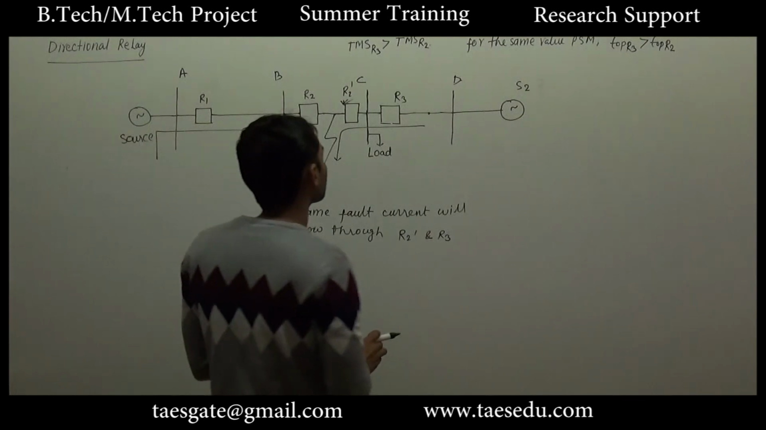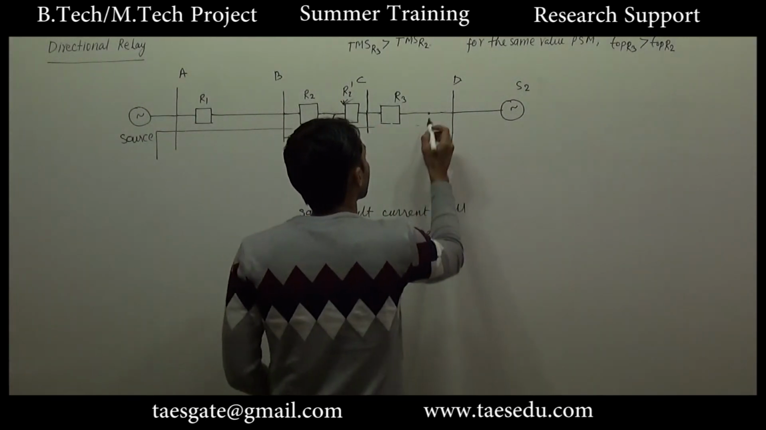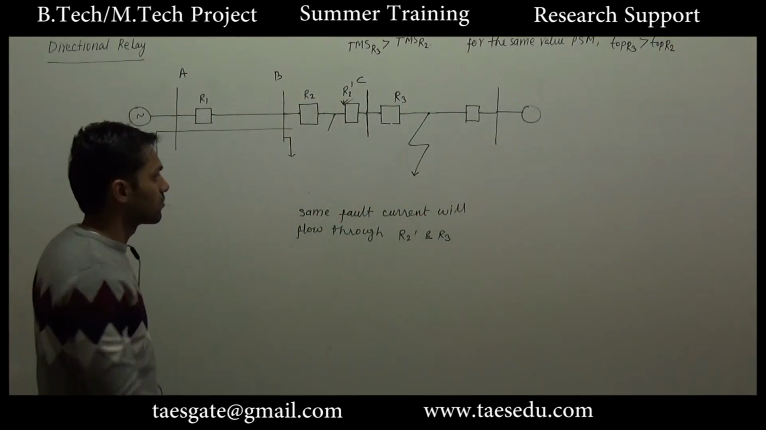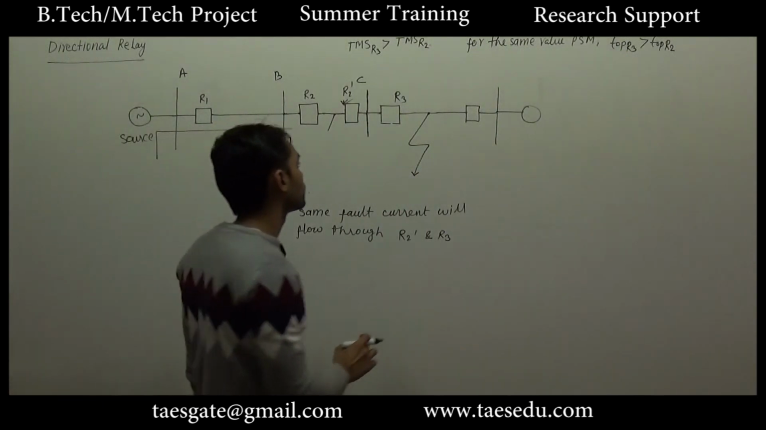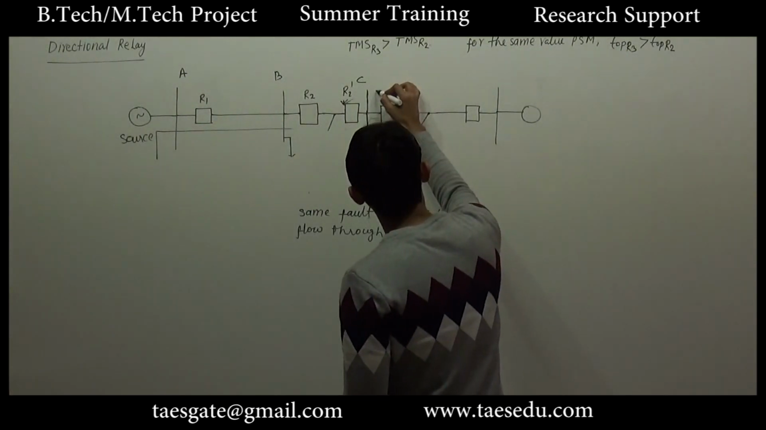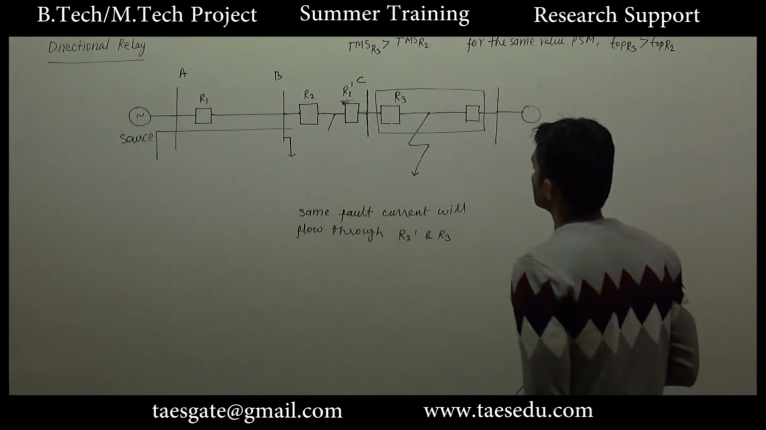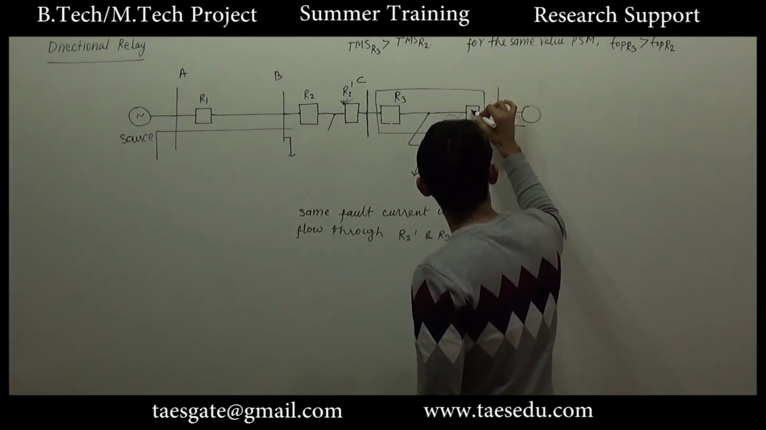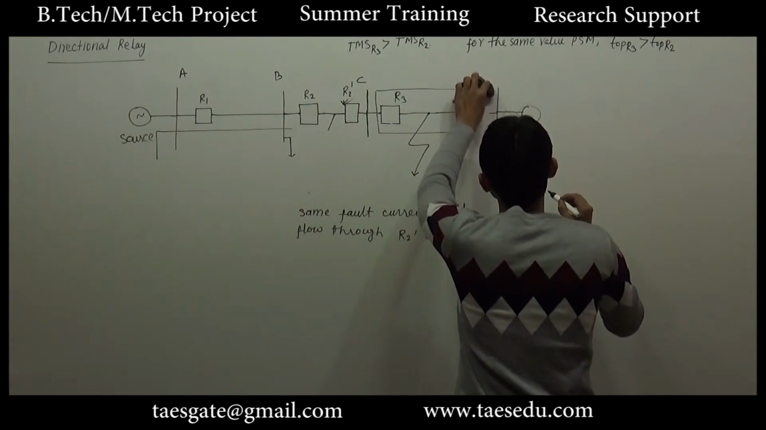But again consider a fault at this point. Now for this fault, what should be the preferable condition? This part of the power system should be isolated. For this direction of fault current, let's say this relay will operate and this part will be disconnected. So it's okay.